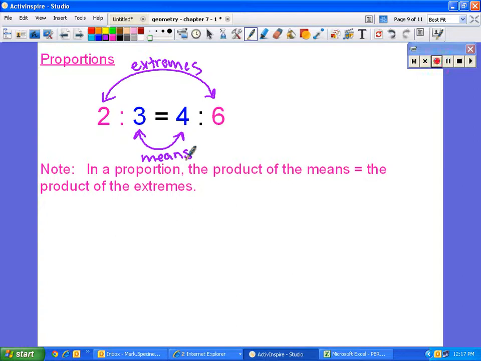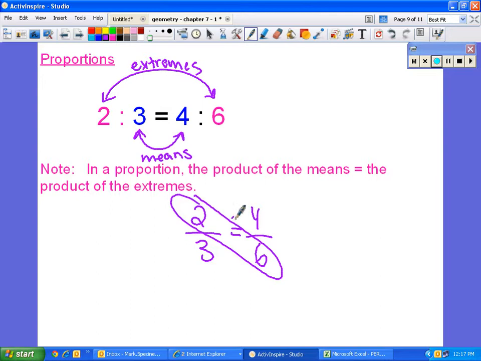successful. So in a proportion, we say that the product of the means equals the product of the extremes. In other words, if I set this up as a fraction, 2 to 3 equals 4 to 6, the product of the means equals the product of the extremes simply means this. And everybody knows what that is. The way we solve a proportion is by cross multiplication. The book gives it some fancy term called the cross products property. Cross multiplication.